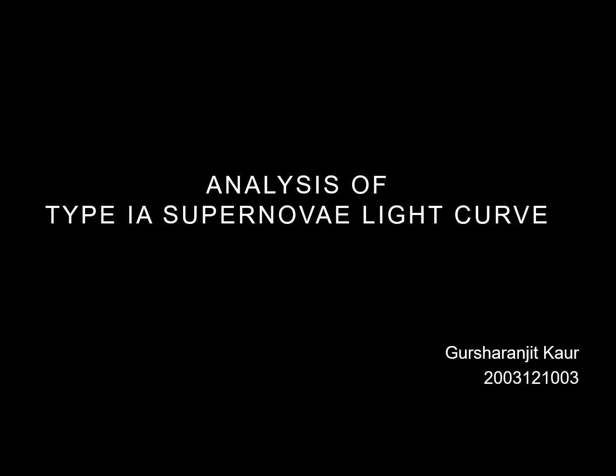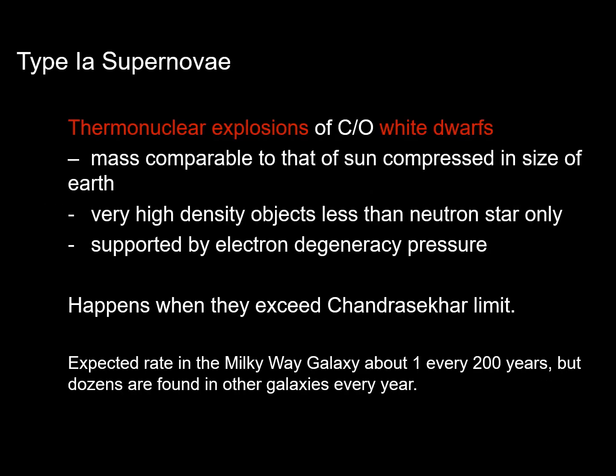Today I'll be talking about analysis of type 1a supernova light curves. Before discussing the light curves, let's talk about the supernovae themselves, type 1a supernovae. What are these? These are thermonuclear explosions of carbon-oxygen containing white dwarfs.